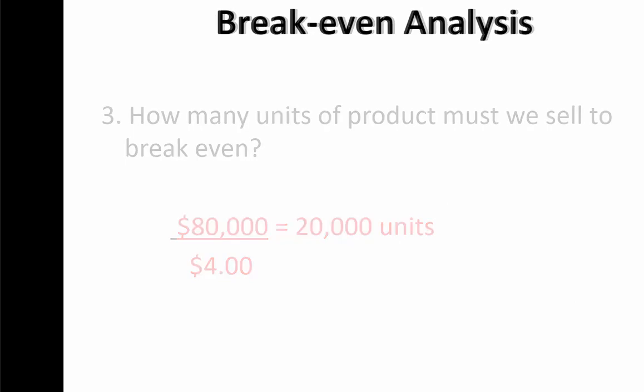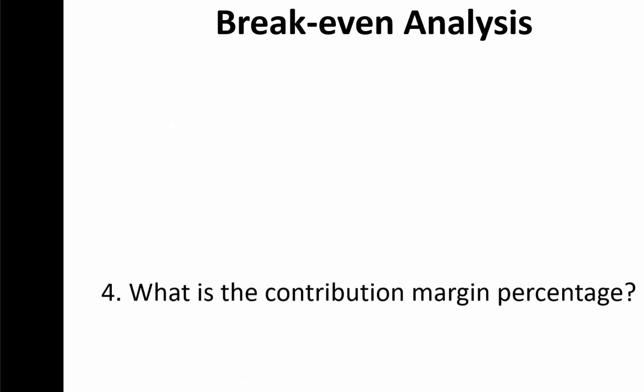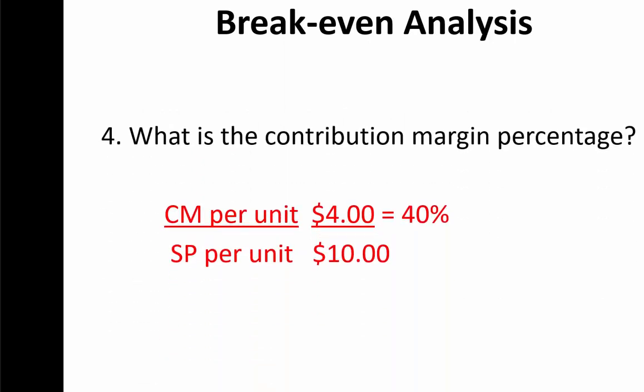Okay, next up. What is the contribution margin percentage? So contribution margin percentage is contribution margin per unit divided by selling price per unit. So our contribution margin percentage here is 40%.